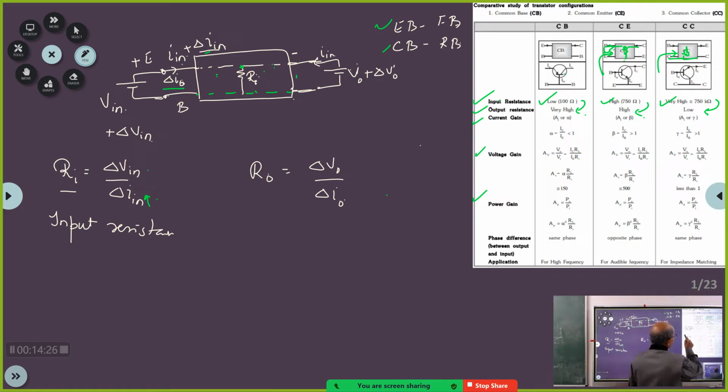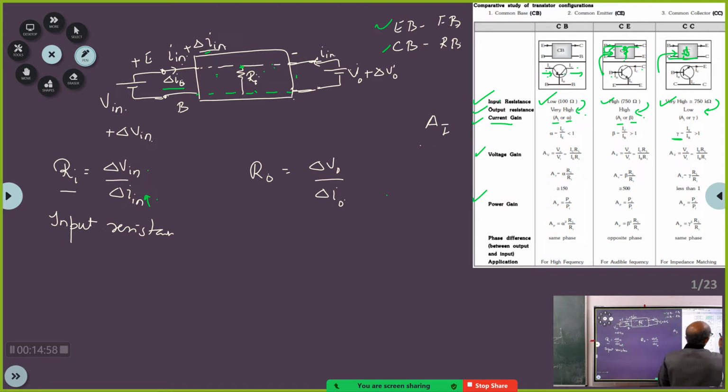Done. Now current gain. Current gain is what? In this configuration, that means whatever current you send here and what current you get here. This current divided by this current. So you see, IC by IE is nothing but alpha, and that is AI. So here, collector current divided by base current is nothing but beta. So AI for this configuration is beta.